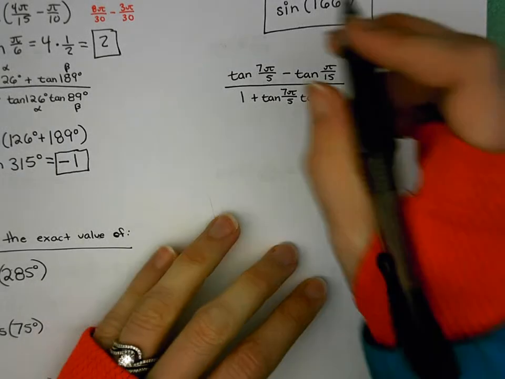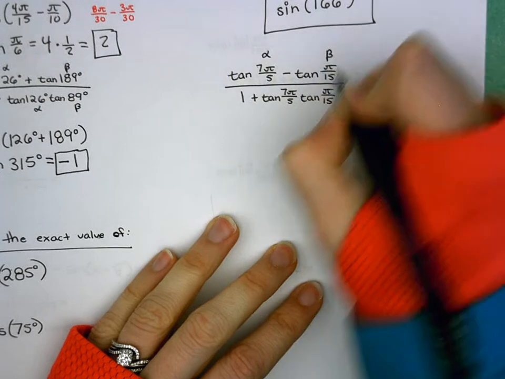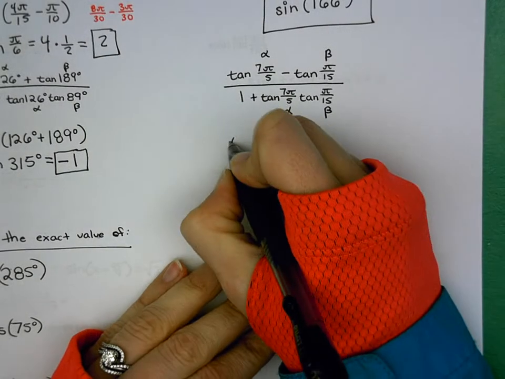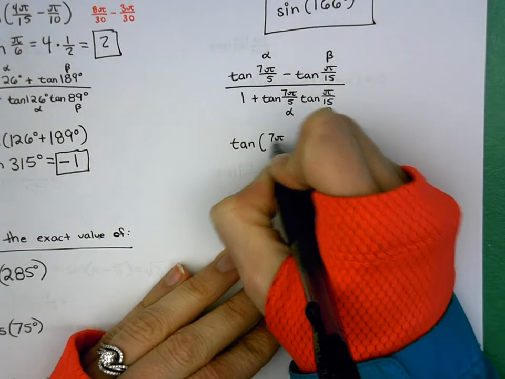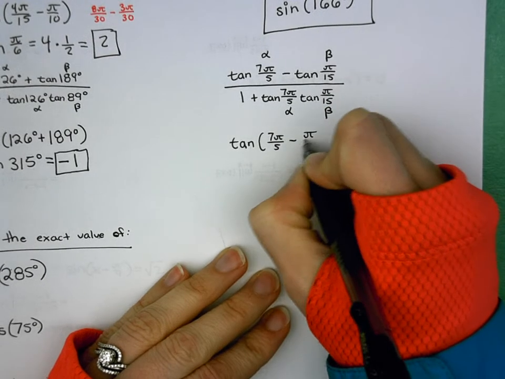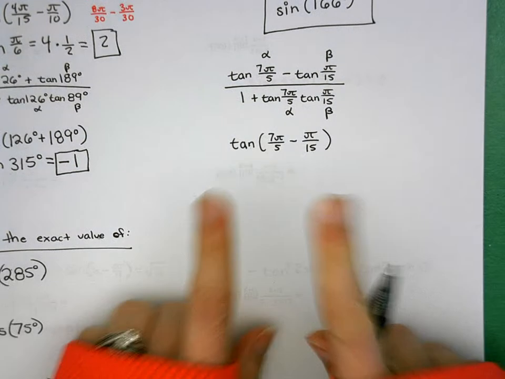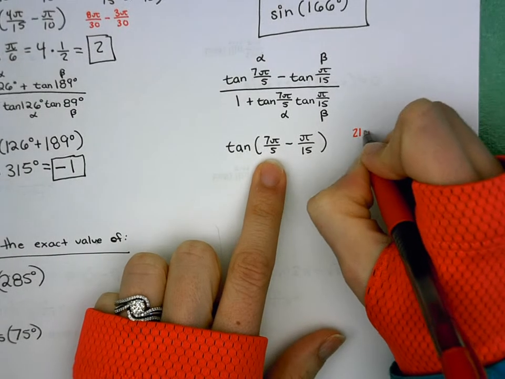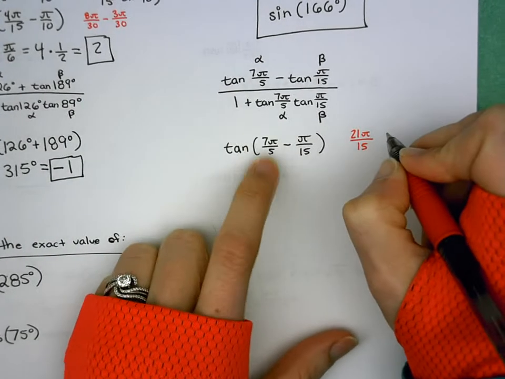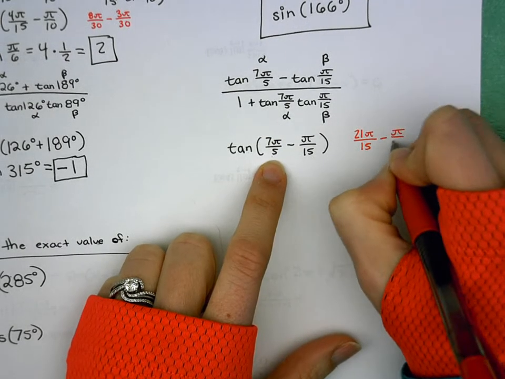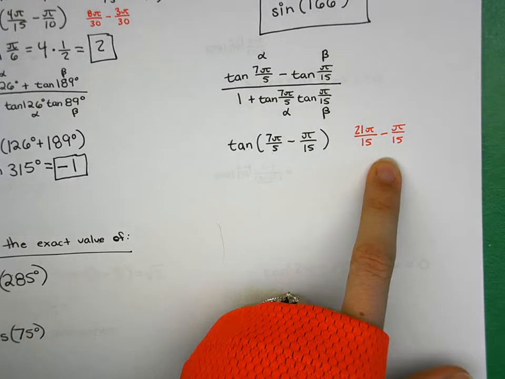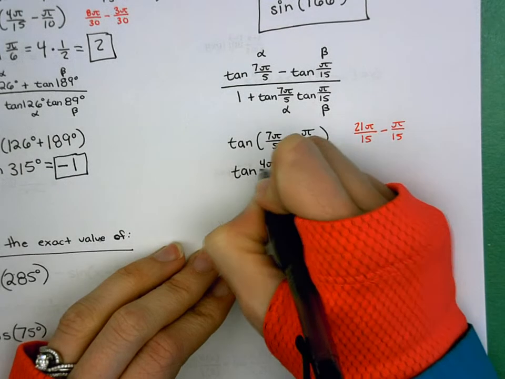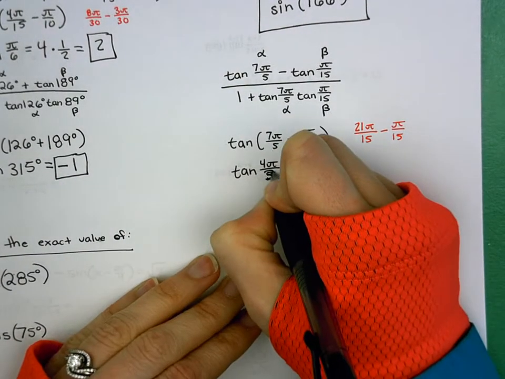Okay, so this one looks most like tangent alpha minus beta. There are our alphas and betas there. If I were to reverse that rule, tangent of my alpha, 7 pi over 5, minus my beta, pi over 15. I can combine this by finding a common denominator of 15. So this would be 21 pi over 15 if I multiply top and bottom by 3, minus pi over 15, which is 20 pi over 15, or if I reduce that, 4 pi over 3, which I can evaluate.